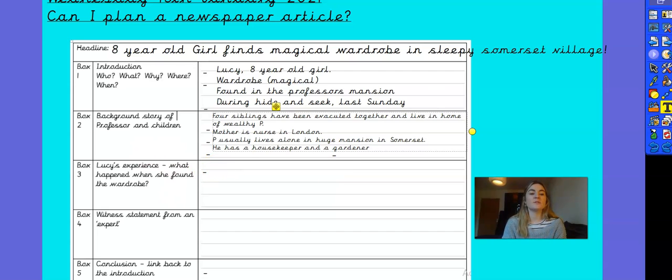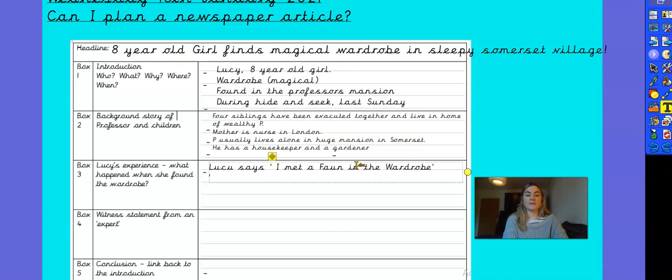So next we need to move on to Lucy and find out what her experiences were. So remember I said about maybe using quotes here, so using punctuated speech, so that when someone is reading the article, they can imagine that that's what the person actually said. So I might start it here with Lucy says, I met a fawn, because that's what she got up to in the wardrobe. I met a fawn in the wardrobe.